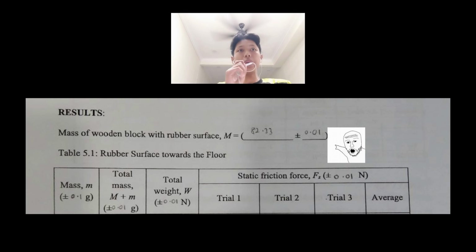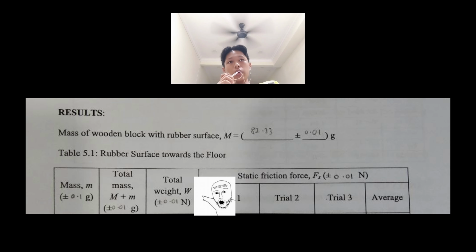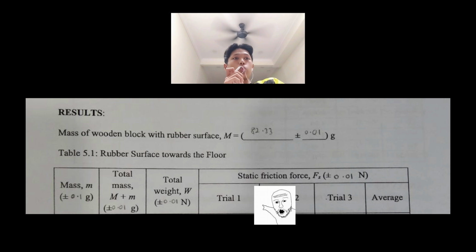First of all, we calculate the mass of the wooden block. After that, we add the mass of the wooden block and the mass that is M plus m. For weight, we divide the answer we get from M plus m by 1000 to convert it to newtons. We tried 3 times and found the average. Then we repeated the experiment by adding a lot of 50 gram to reach 500 gram.